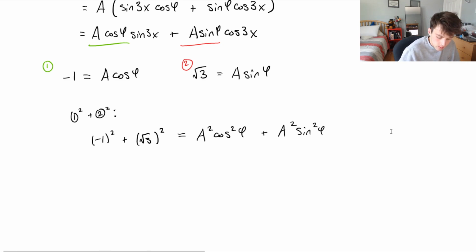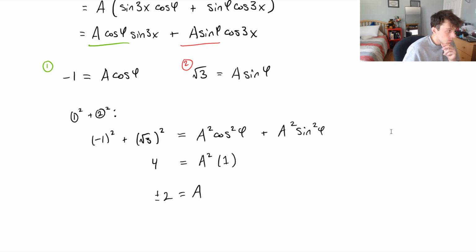We can then factor out the a squared from our right hand side, and we know that cosine squared of phi plus sine squared of phi, from our Pythagorean identity, is just going to be 1. And then the left hand side, well, we've got 1 plus the square root of 3, so that's (1 plus square root of 3) squared, so this will be 4. And then square rooting both sides, we get plus or minus 2 is going to be equal to a.